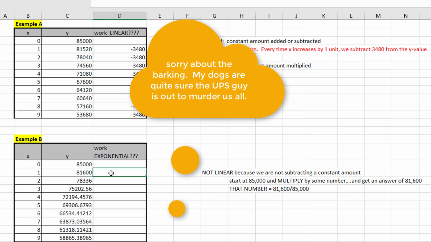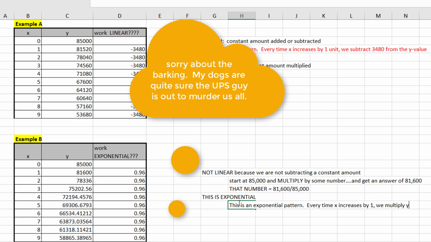So I'm going to do that. My formula here in this cell D55 equals the second y value divided by the first y value. I'm going to drag my formula down, and yes, indeed, this is exponential. What that 0.96 number is telling me is that this is an exponential pattern. Every time x increases by 1, we multiply y by 0.96.